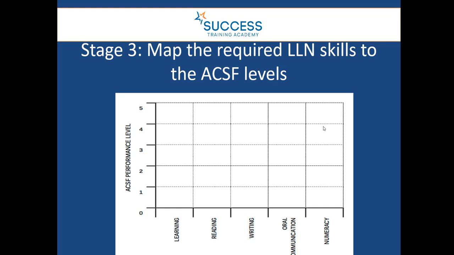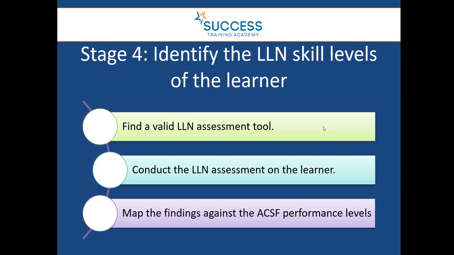The really exciting thing is that we can then correlate that to the student's level. And we can show diagrammatically the difference between a learner's result and also what the requirement is for the actual course or the unit. So stage 4, identify the LLN skills levels of the learner themselves. So up till now, we have identified the course requirements. Now we need to identify the student's level. So we need to find a valid LLN assessment tool, okay, and I'll show you where you can certainly find those assessment tools. You need to conduct the assessment tool.